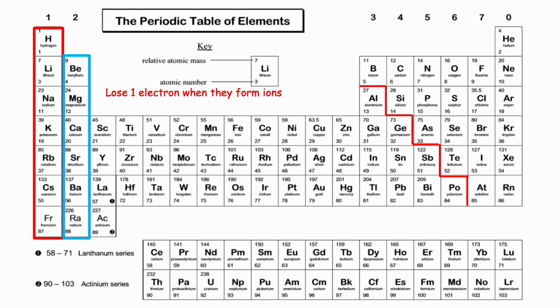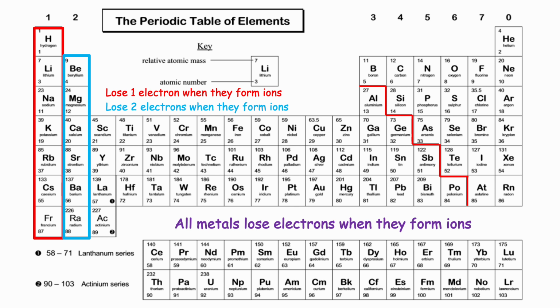If you look at group 2, we know they've got 2 electrons in the outer shell. They lose 2 electrons to gain a full outer shell and form a +2 ion. And it's the same with group 3. So when metals form ions, they always become positive. So metals will always lose electrons when they form ions. They will never accept electrons. And it's really important that we're aware of that fact.